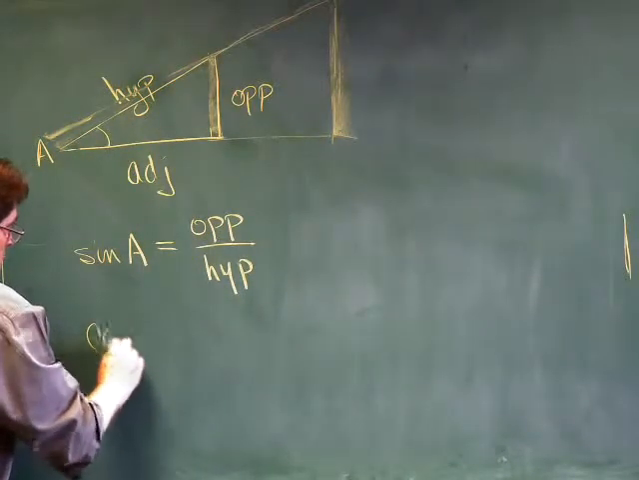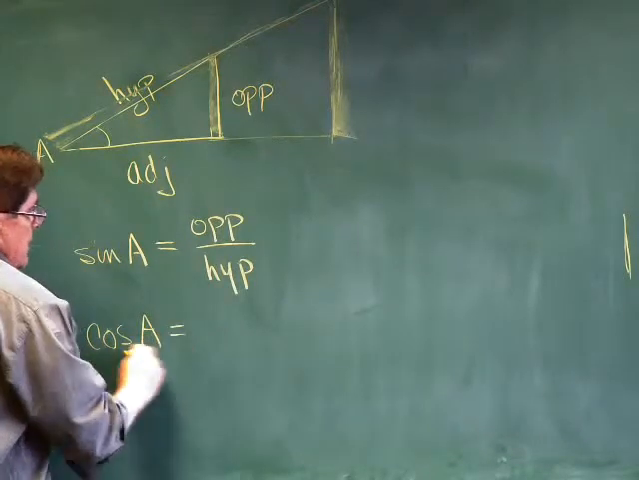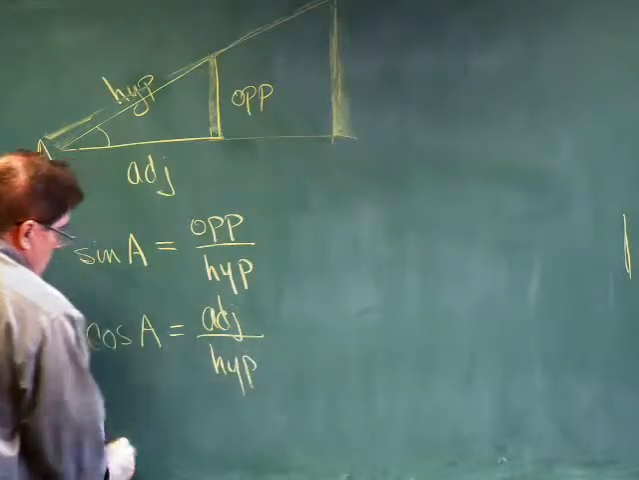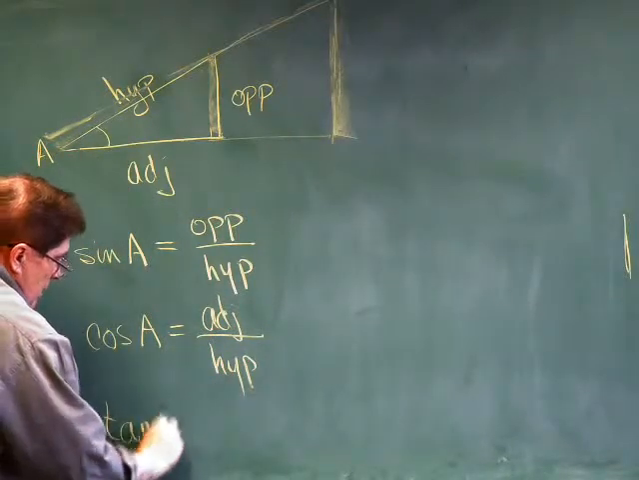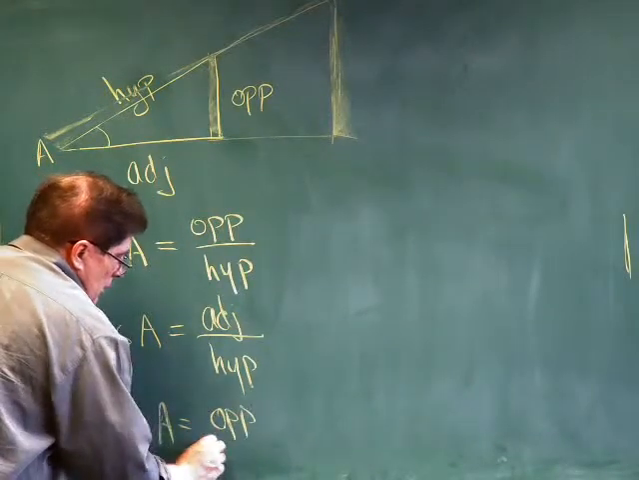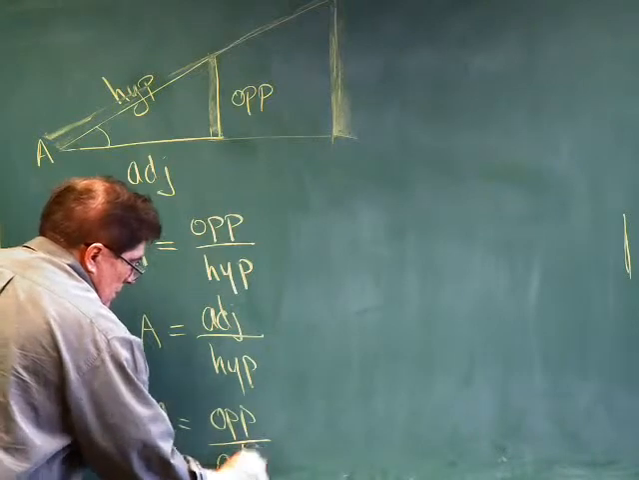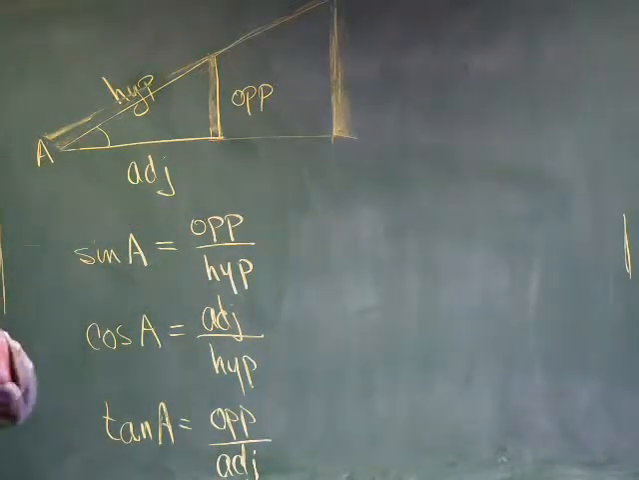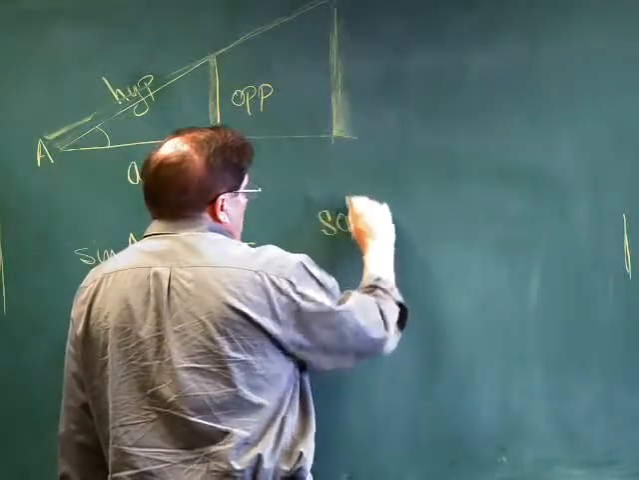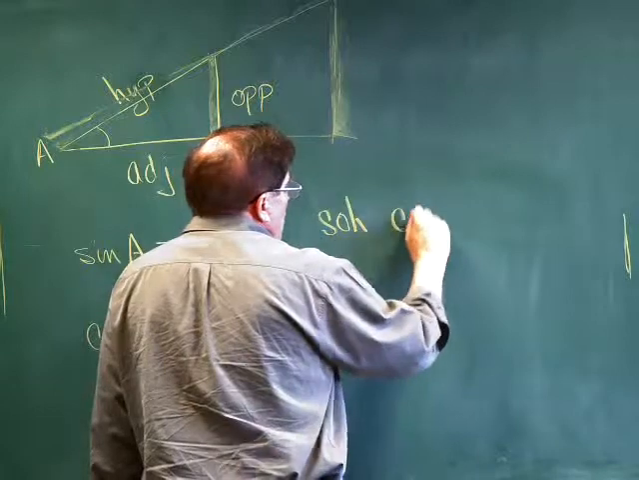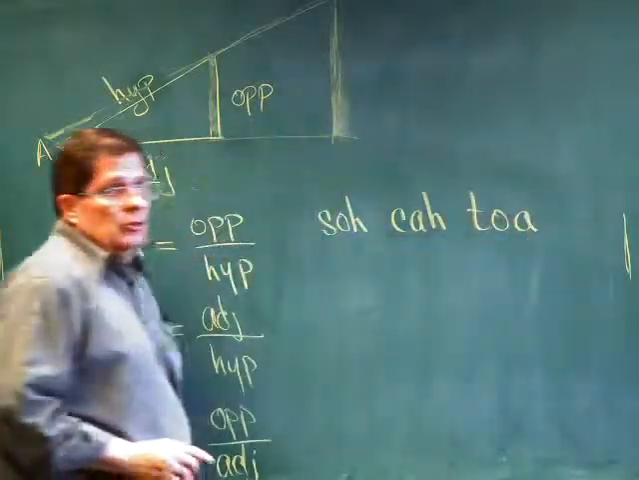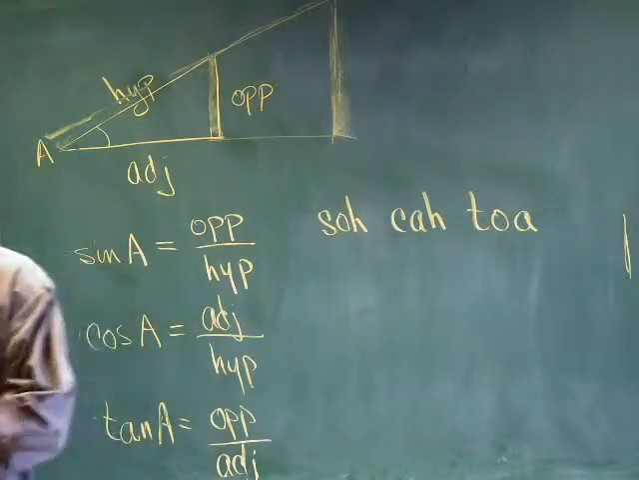Two other important facts. The cosine of A is the adjacent over the hypotenuse, and the tangent of A is the opposite over the adjacent. Okay? Now those you've got to have memorized, and we have a suggestion for how to memorize those. SOH CAH TOA.